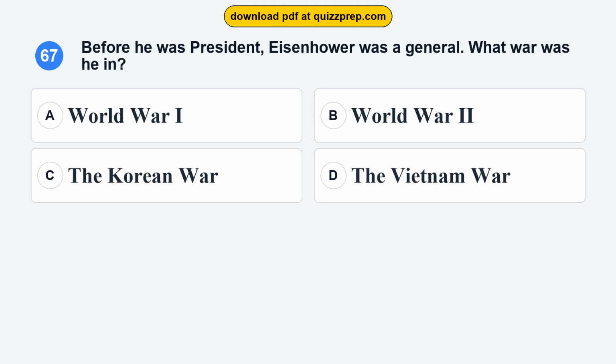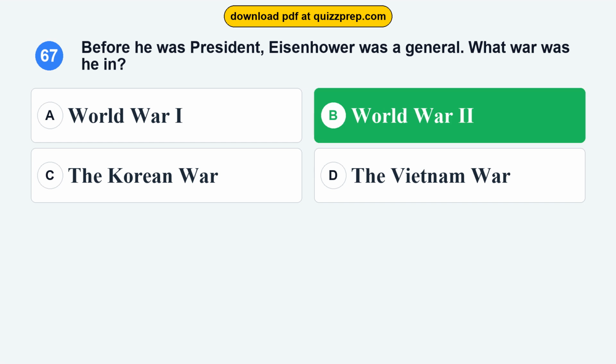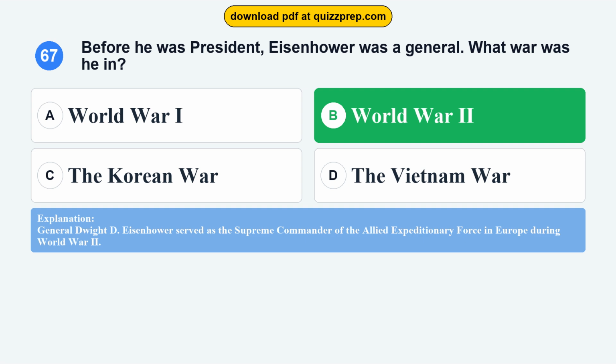Question 67. Before he was president, Eisenhower was a general. What war was he in? Option A, World War I. Option B, World War II. Option C, the Korean War. Option D, the Vietnam War. The correct answer is option B, World War II. General Dwight D. Eisenhower served as the Supreme Commander of the Allied Expeditionary Force in Europe during World War II.